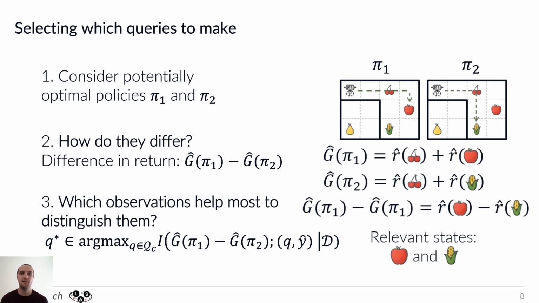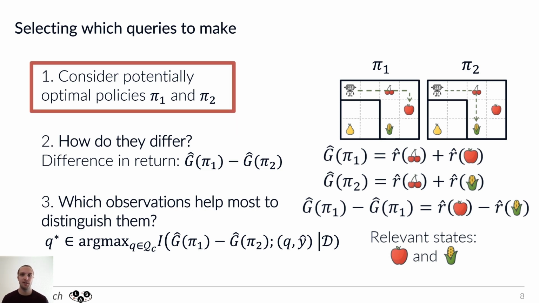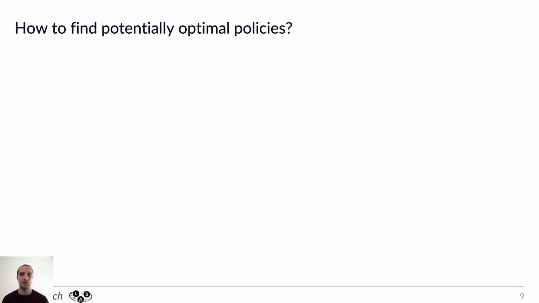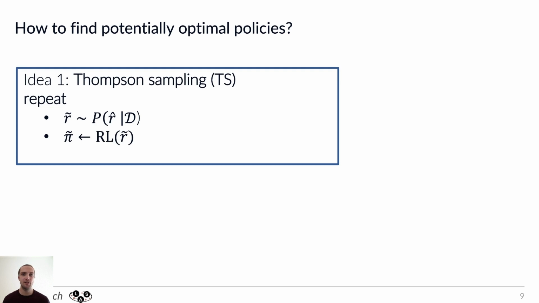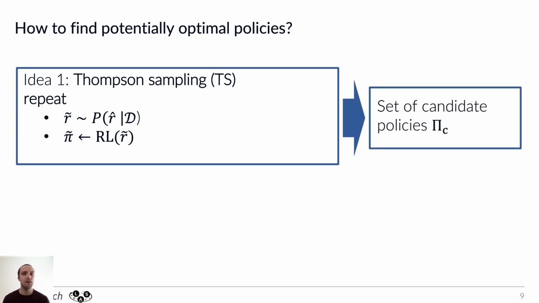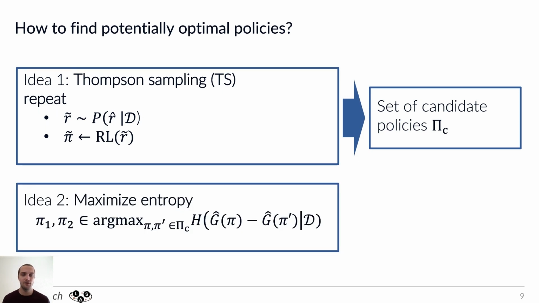So there's one component that is skipped over here, which is how do we find these two potentially optimal policies in the first place? In our algorithm, we essentially combine two ideas to do that. The first one is Thompson sampling, where we sample a set of reward functions from the agent's current belief, and then we find policies that optimize for these samples. This gives us a set of candidate policies that represents the agent's current belief about which policies are optimal. To select two policies from this set, we then maximize the entropy of the difference in return between pairs of policies.